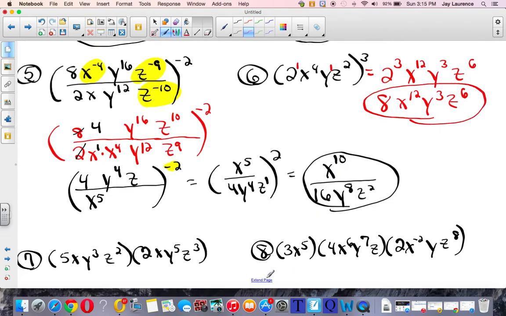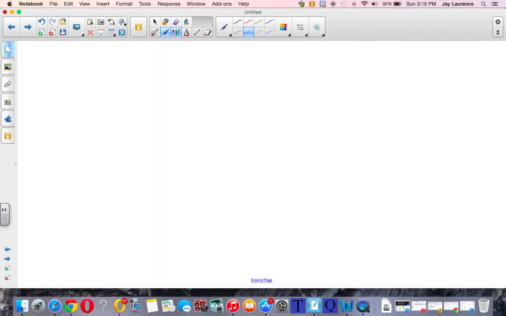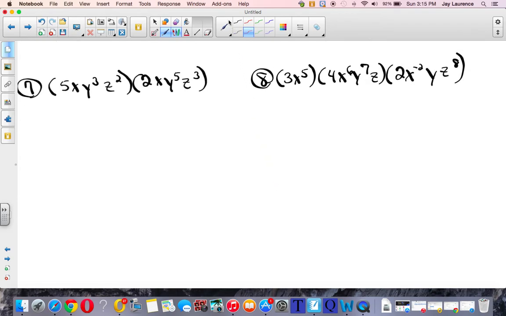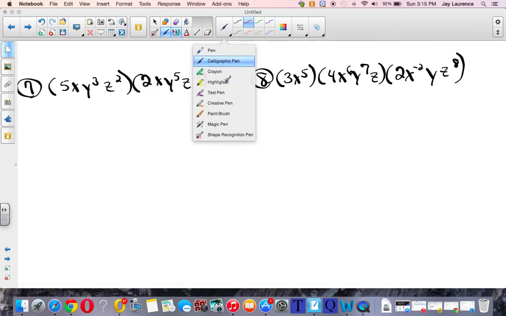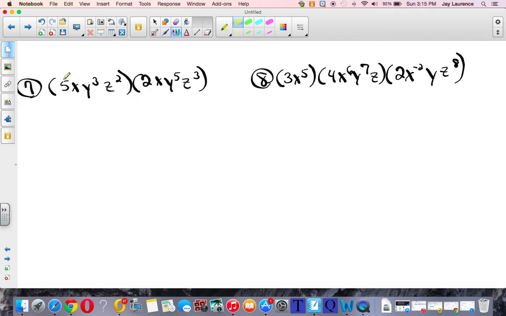Okay, 2 more problems here, now 7 and 8. They are not distribution situations because there is no addition or subtraction going on. I'm just going to multiply coefficients with coefficients, so like 5 with 2. I'm going to multiply x's with x's, y's with y's, and z's with z's. Okay? I'm going to do the same thing over here.